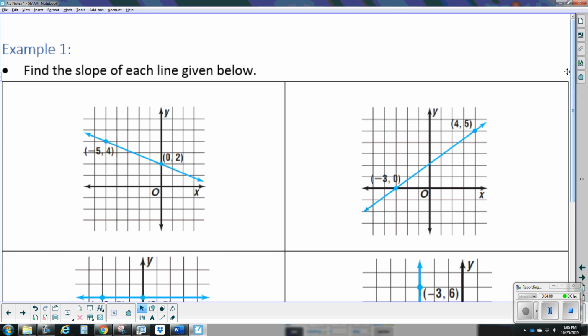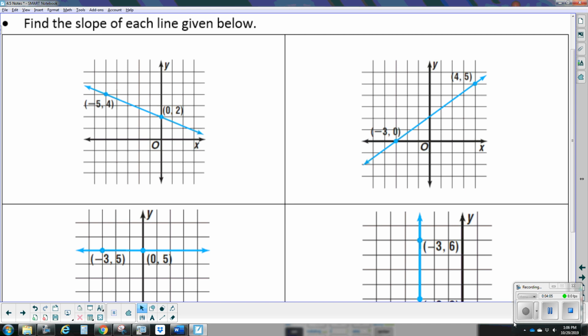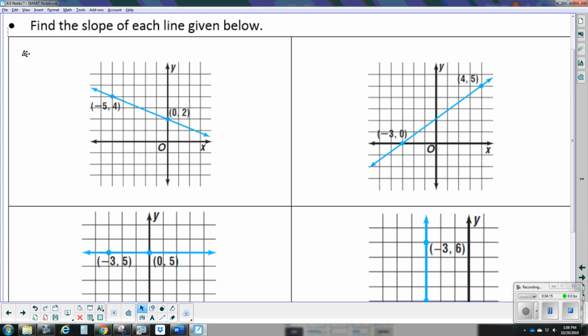Let's just review how to find slope again. We're going to use the change in y divided by the change in x. Here in this first example, let's look at our change in y first. We're going from this point, where y is 2, up to this point, where y is 4. So we go up 2 units, and our change in y is 2.